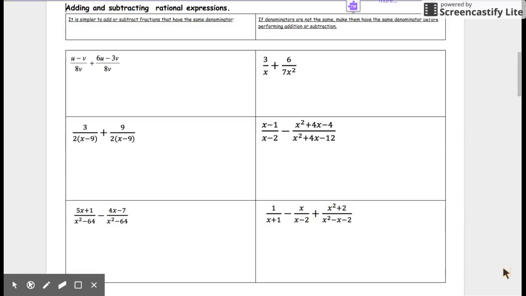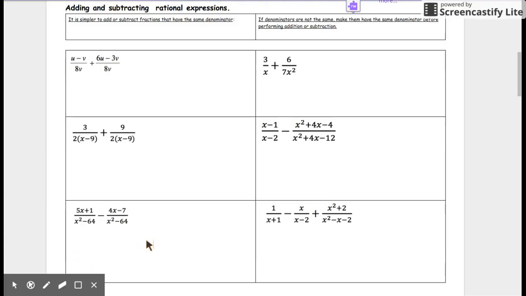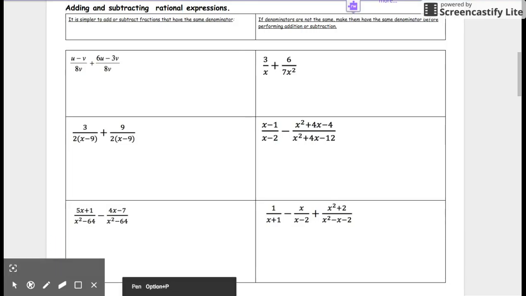In this tutorial, we're going to add and subtract rational expressions. Sometimes rational expressions have the same denominator. It's easy to add them. All we need to do is add their numerators or subtract the numerators and then copy the denominator. But if the denominators are different, then we have to fix the fractions first and make them have the same denominator before we can add or subtract.